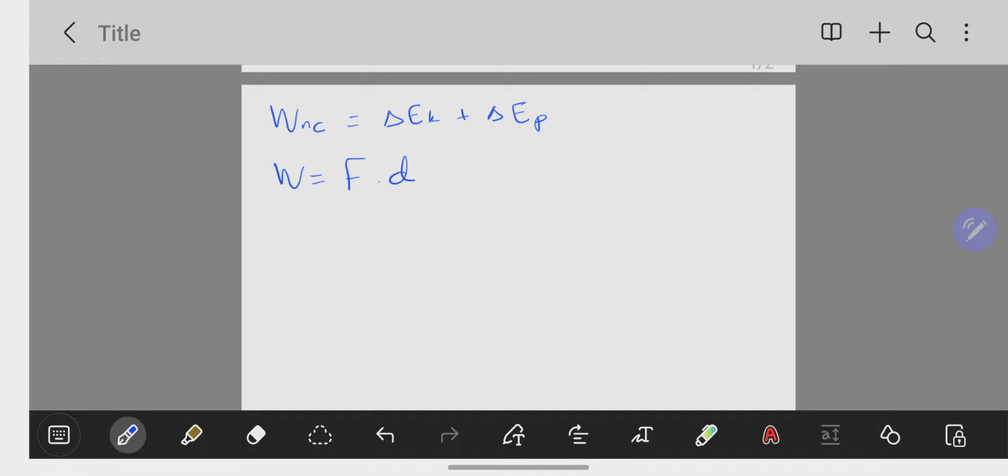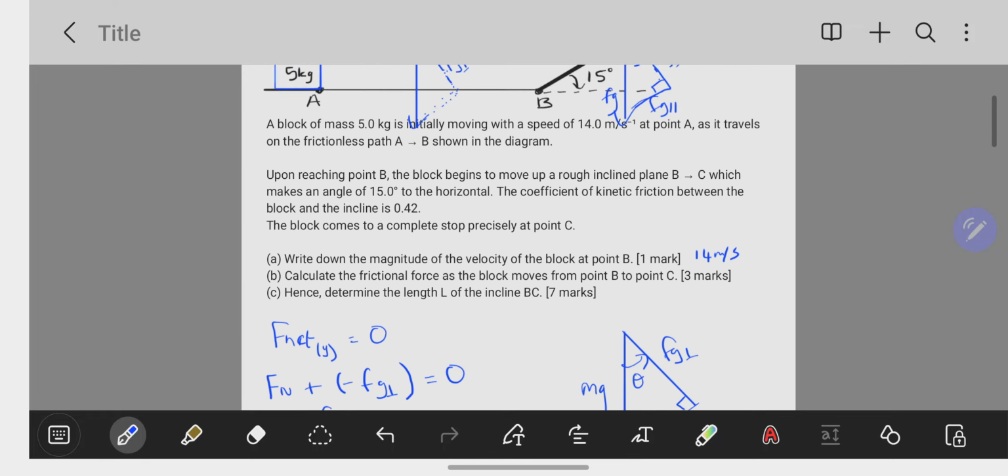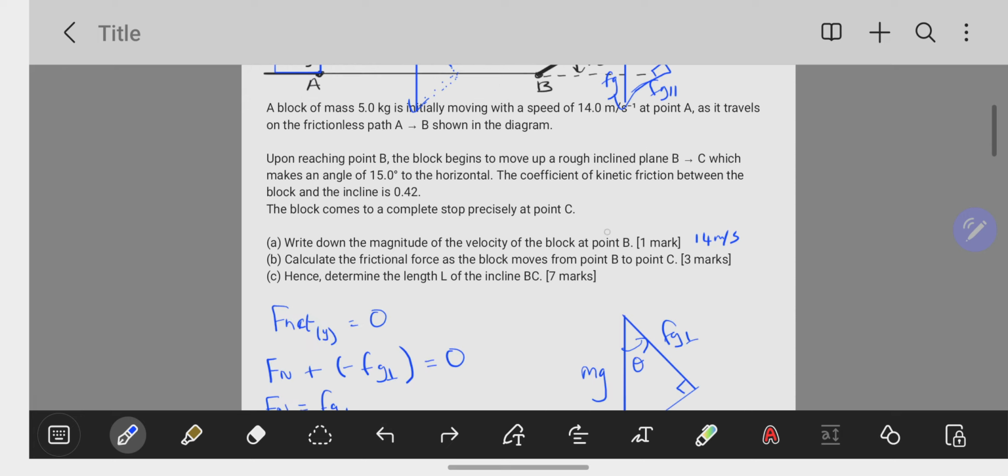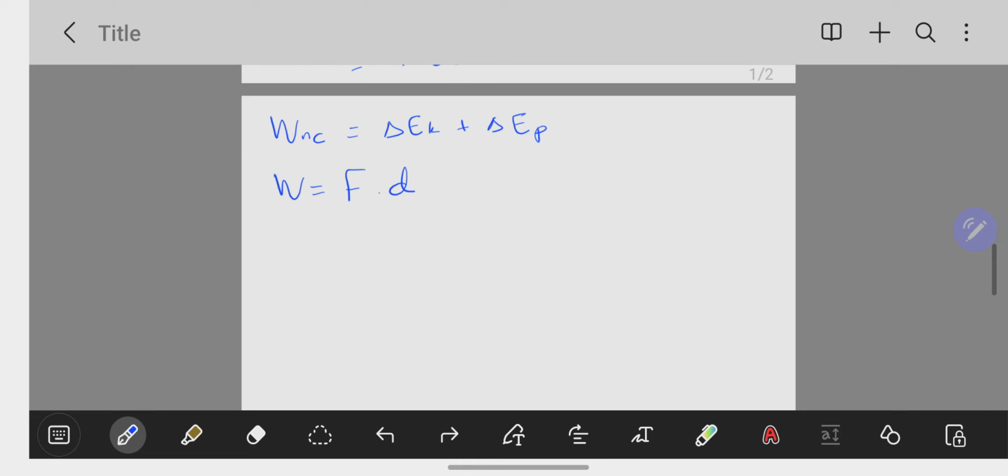Okay, so since we have frictional force as the only non-conservative force, work done by non-conservative force is actually frictional force times the distance the object moves while friction is acting on it. And what is that distance? It's the distance BC, which in this case we labeled L. So on the left hand side, our work done by non-conservative force is basically frictional force, Fk times L.